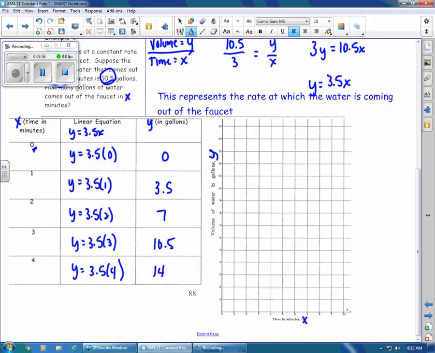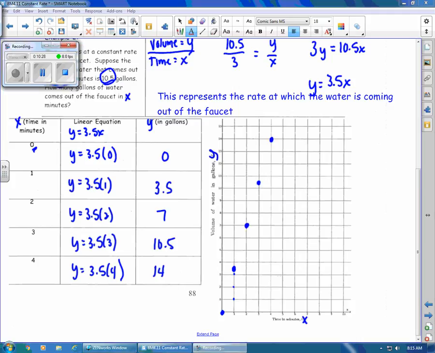Again, this is your X, and this is your Y. So I'll do the first one with you. In 0 minutes, we've got 0 gallons. So here's where the first one's going to be. Then in 1 minute, we've got 3.5 gallons. These are going up by ones here, so 3.5 is going to be halfway between the 3 and the 4. If you cannot read the numbers, count the lines. So we've got 1, 2, 3. Halfway between 3 and 4 would be right about here. So I've done the first two for you. Go ahead and pause the video and see if you can do the remainders.